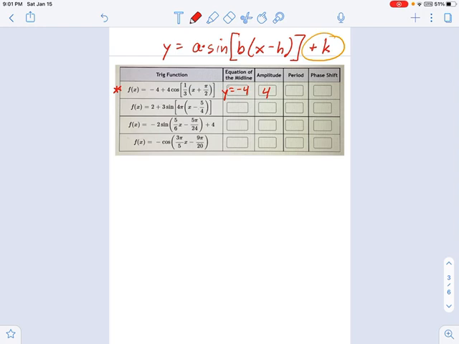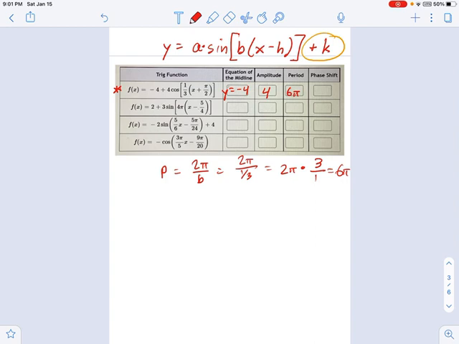Let's see what we got here. Period. Remember how we do period? We say period equals 2 pi over b. And in this example that we're doing, that is 2 pi divided by 1/3, which, keep flip change, says that's just 2 pi times 3 over 1, or 6 pi. Okay, so the period of this curve is 6 pi. It's going to take a distance of 6 pi before it repeats one cycle.